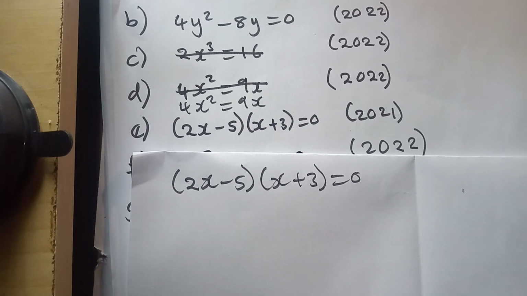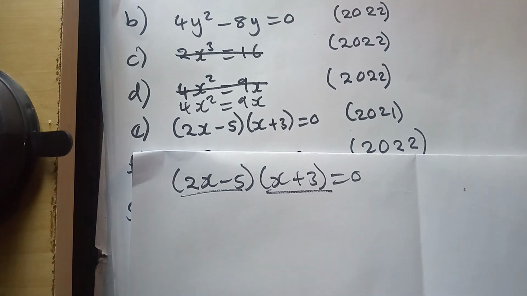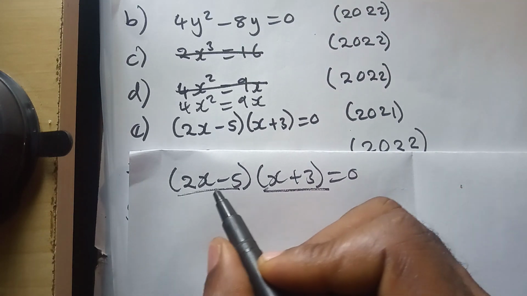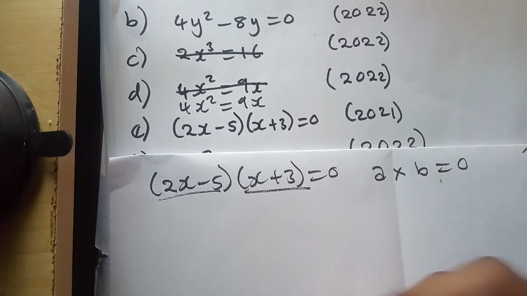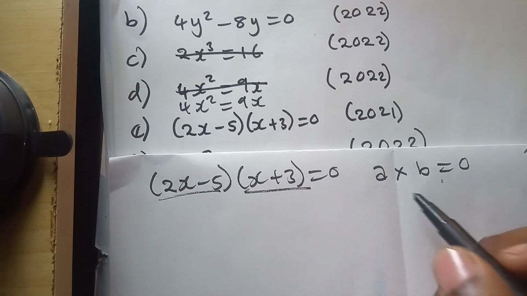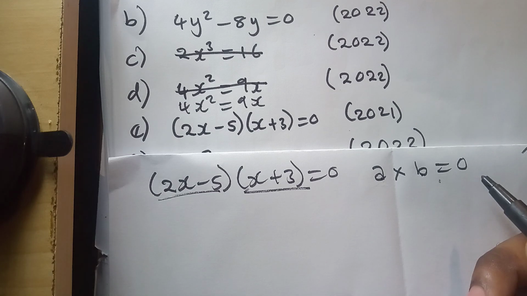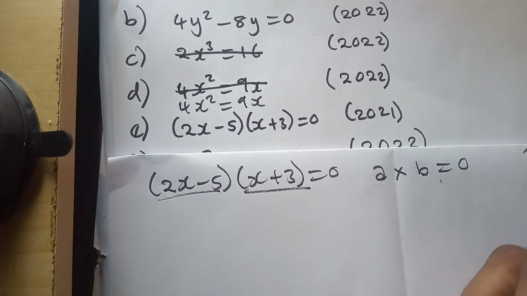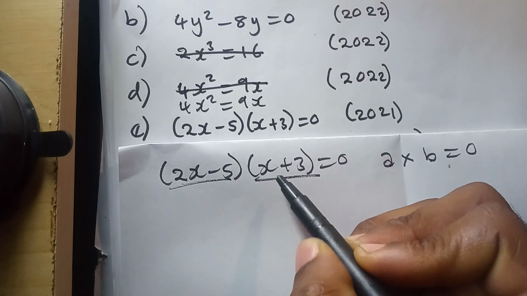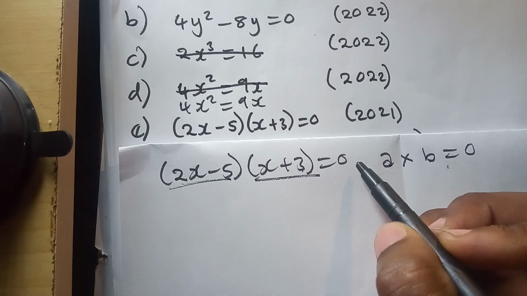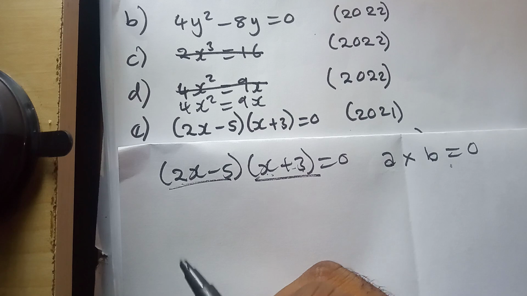This is equal to 0. So now this is one number, this is another. We can conclude that when two numbers a and b are being multiplied, as we saw in the introduction, then either a or b or both are zeros, or maybe a is 0. So since we have 2x minus 5 being multiplied by x plus 3 and then you're getting a 0, it means at least one of these two is a 0.